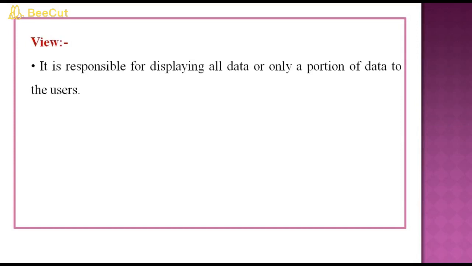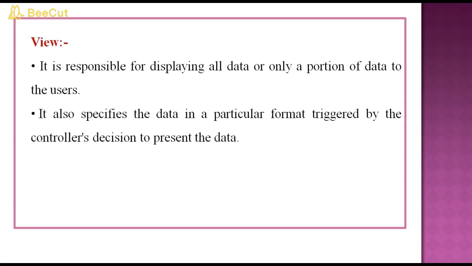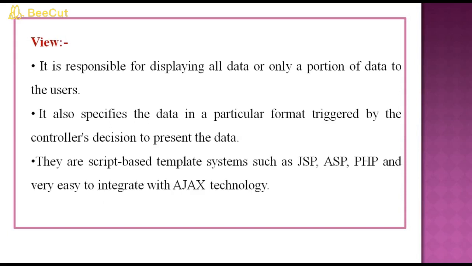Second part is view. It is responsible for displaying all data or only a portion of data to the users. It also specifies the data in a particular format triggered by the controller's decision to present the data. They are script-based template systems such as JSP, Java Server Page, ASP, Active Server Page, PHP, Personal Home Page, and very easy to integrate with Ajax technology.